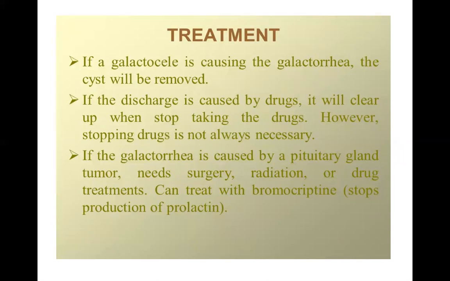You will also have to see whether the discharge is caused by the drugs or not. If it is because of certain side effects of the drugs, the discharge may disappear after stopping that drug. If the galactorrhea is caused by a pituitary gland tumor, it can be treated with bromocriptine, which stops production of prolactin. In the case of macroadenomas of the pituitary gland, you also need surgery.